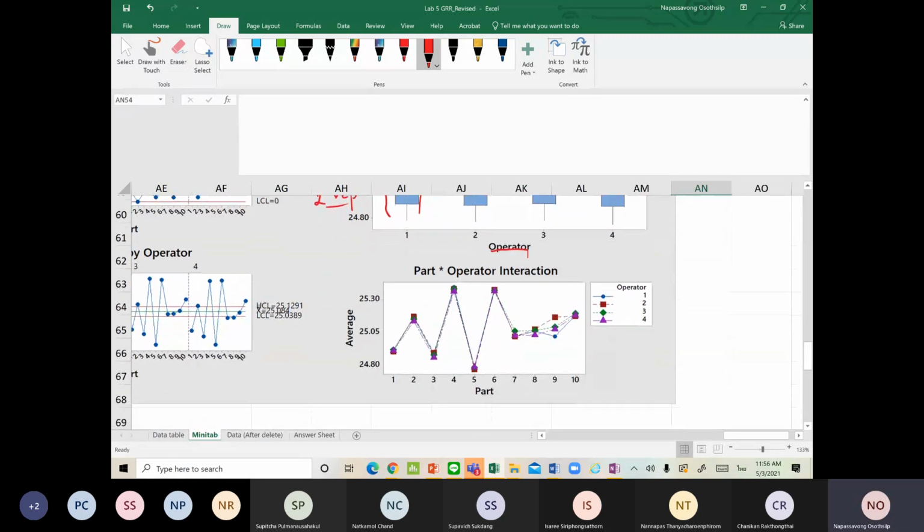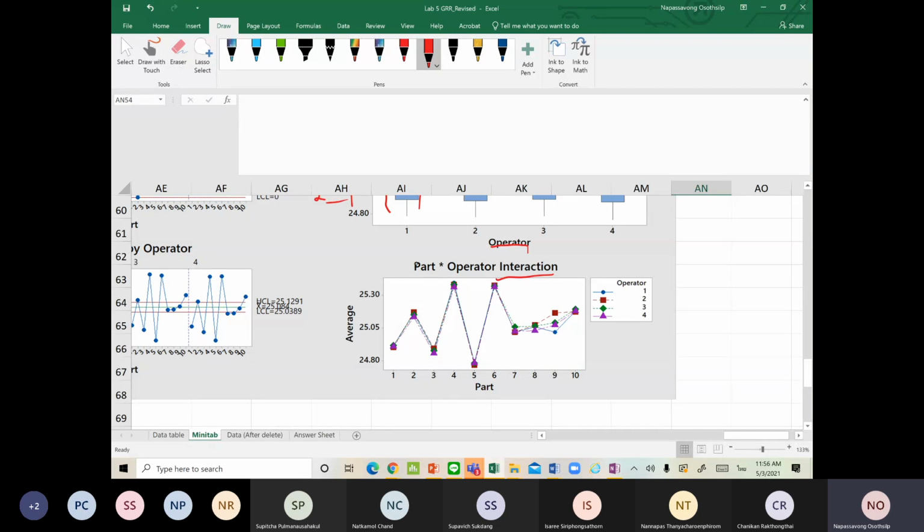And the last picture tells you the interaction plot between parts and operator. So you will see the label here. There are 4 lines. The blue line for operator 1 and the purple line for operator 4. And then you will see that for part number 1 to 6, there are 6 parts, different operators tend to give the same measurements. You will see that those 4 lines are at the same position, right?